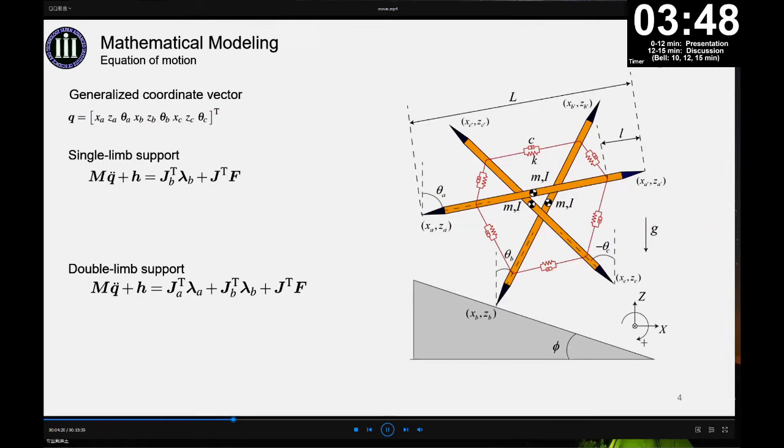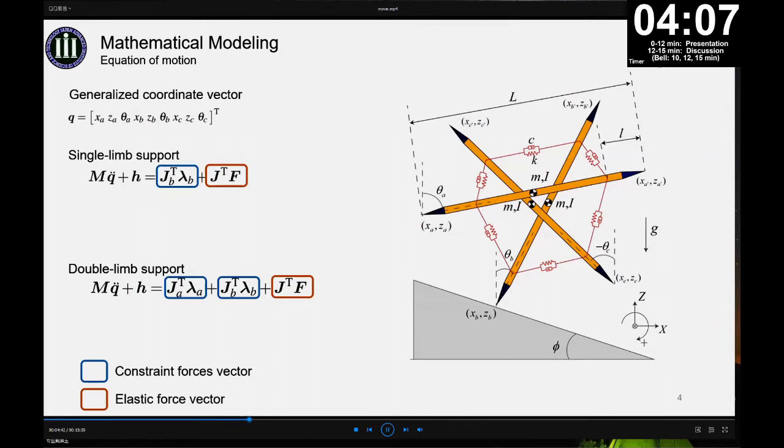Here, the generalized coordinate vector represents that the system is composed of 3 limbs independently of each other. And this system is mainly composed of external forces, which are support forces and elastic forces. In the case of a single leg support, we assume that the connect point to the ground in limb B will not slide on the ground. So the constraint is that the velocity of the connect point is 0. Then the constraint Jacobian matrix can be written as this.